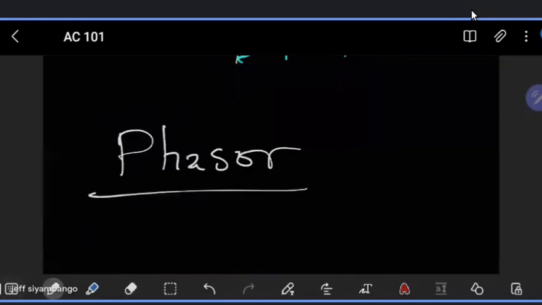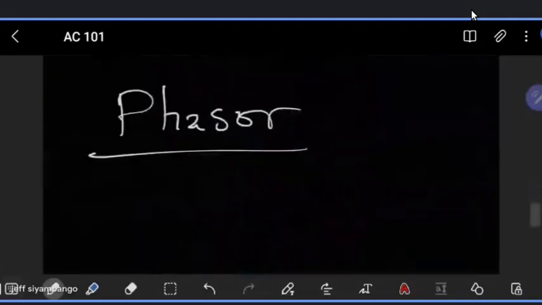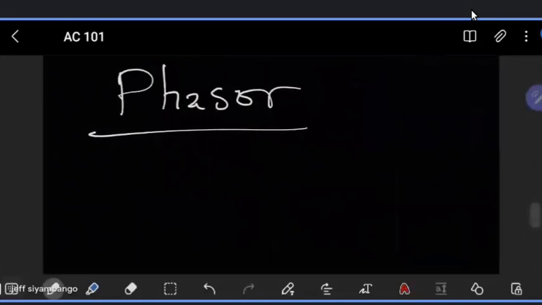Now, what is a phasor? I think we didn't do the phasor, but to avoid repeating myself, okay, looks like we did not. What is a phasor? Well, a phasor is just a complex number representation. It's a way of representing a supply or quantities like voltage or current in terms of a complex number.